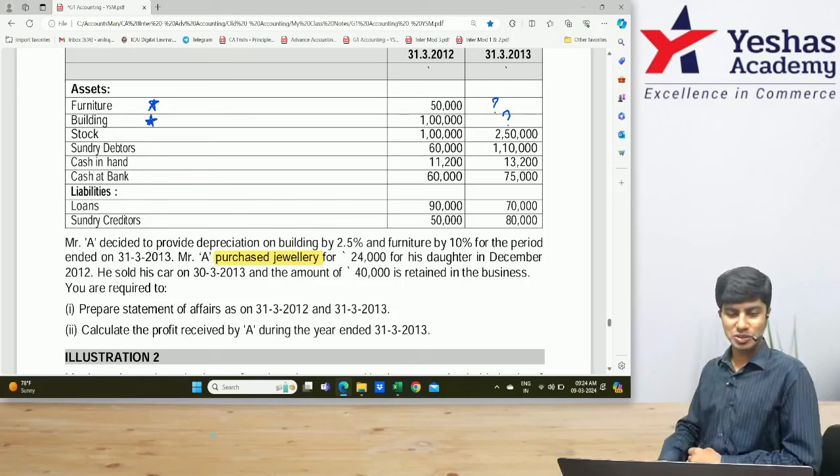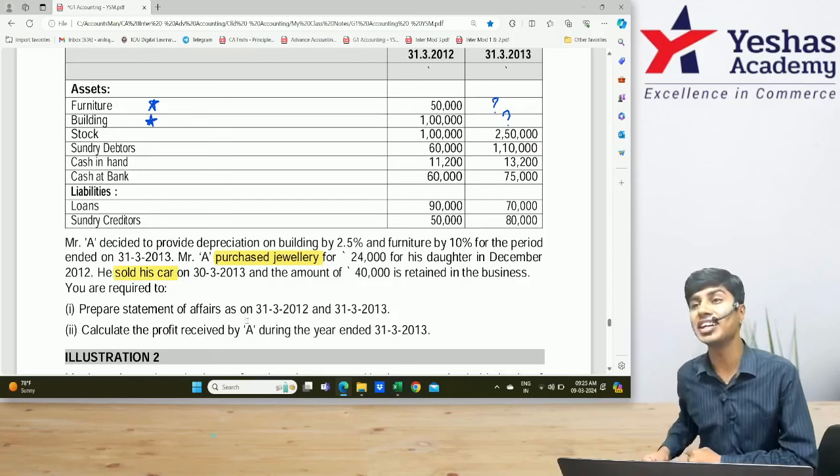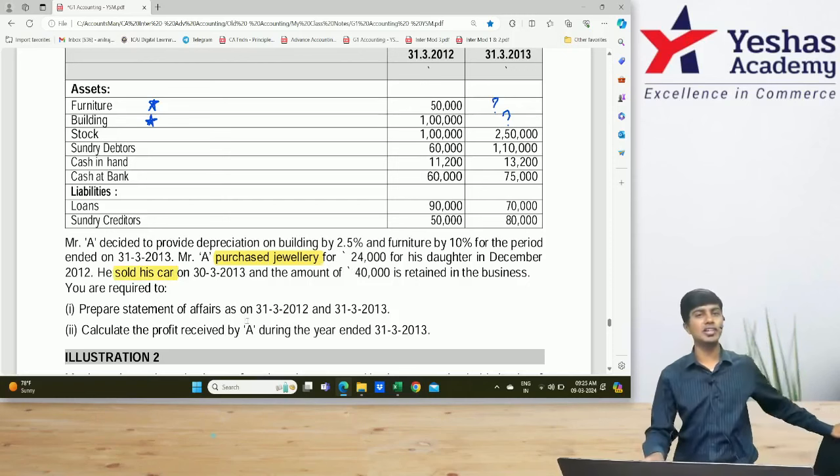December jewelry, no discount. He sold his car on 30th of March 2013 and the amount of 40,000 was retained in business. So when he sold his car, it is his personal car, that money should go home. He's brought that money into business. So this is additional capital. So there is drawings, there is additional capital.